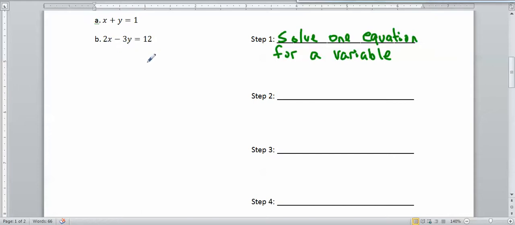That might end in fractions. What I'm looking for is a variable that's all by itself. So in this first problem, I've got x and y that are all by themselves, right? And just to prove a point, I'm going to solve for x. It doesn't matter which one I solve for, x or y. It's got to be the easiest, right? X is by itself, so I'm going to solve for that one.